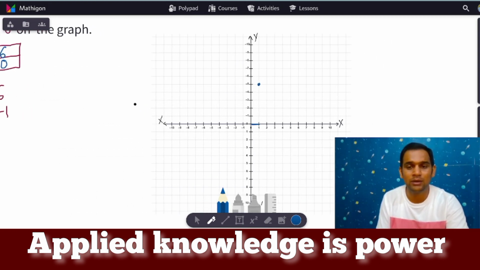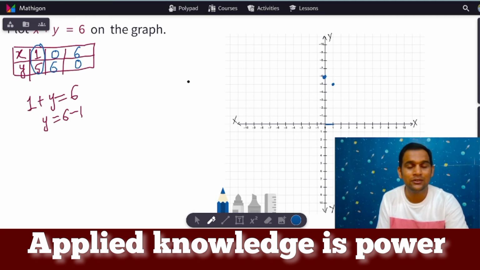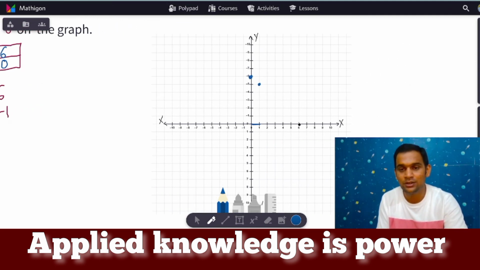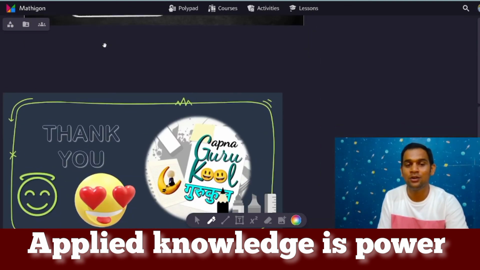The next point is 0 comma 6. Obviously, 0 means x is 0. That means we are moving 6 on top. And then we have 6 comma 0. So 6 on the x-axis and 0 on the y-axis. That means we remain here. When you connect these three points, we get the solution of this particular equation, or the graph of x plus y equals 6. And that is how we plot a line on the graph.